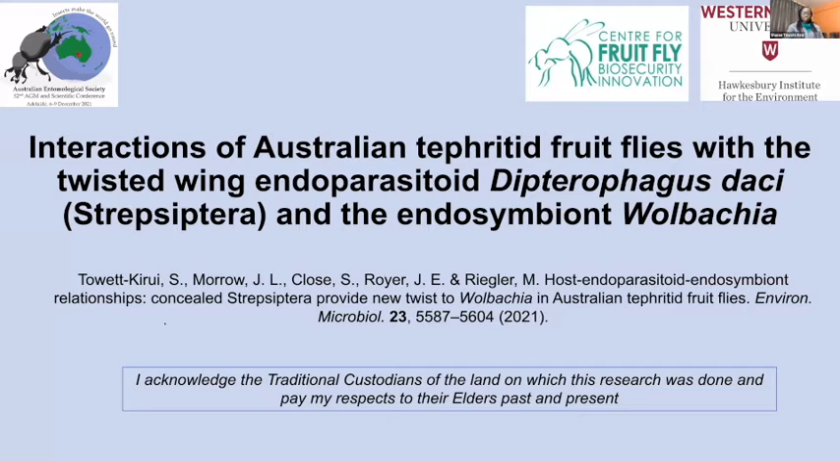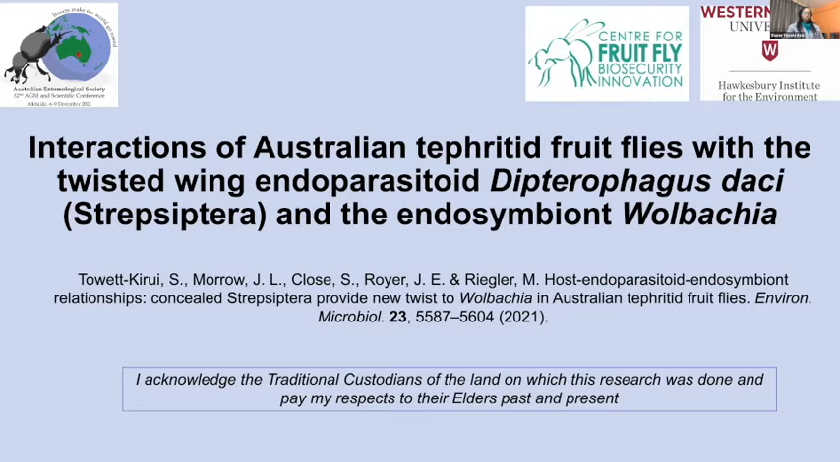So my presentation today, as it has been mentioned, is about the interaction of the Australian tephritid fruit flies with the twisted wing endoparasitoid Dipterophagus daci and the endosymbiont Wolbachia. And this work was published in Environmental Biology, just in case you need further information regarding this work.